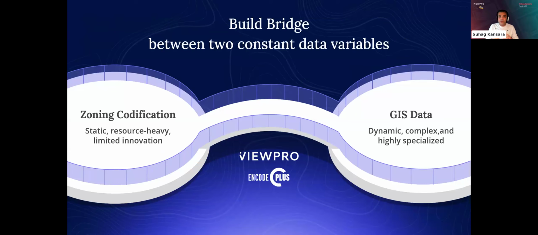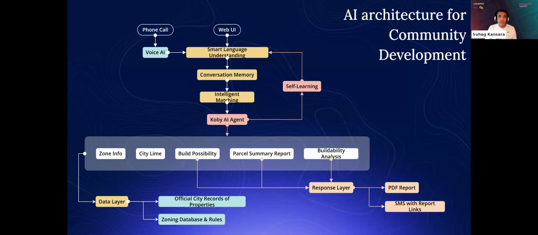So to summarize, what we are trying to do is bridge these two constant variables and put together this one funnel or bridge so that we can have free exchange of information, and at the same time leverage what the zoning code management has to offer and what GIS has to offer. And we'll make that absolutely clear. With that, I want to give it back to Brett to share his part of it.